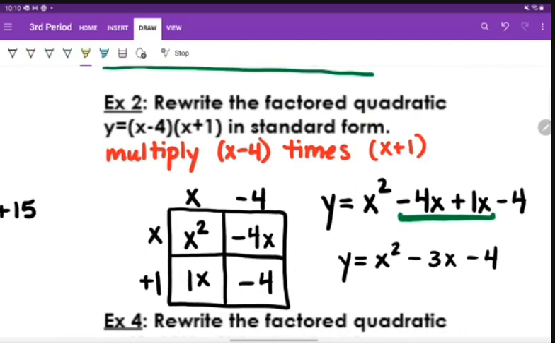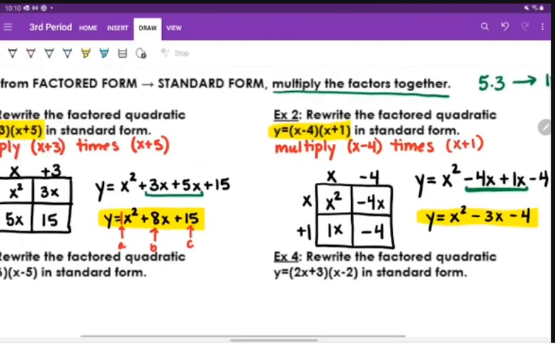So we end up with the standard form, y equals x squared minus 3x minus 4. And this, of course, is perfectly equal to what we started with. They are exactly the same. They're just written in a different form. All right, we've got a couple more examples like this.